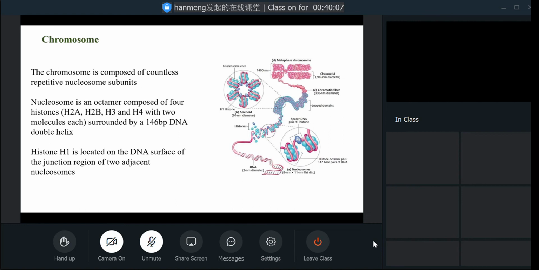In the forming process of a chromosome, it has 4 steps. 1 is the nucleosome, 2 is the solenoid, 3 is the chromatin fiber, then the 4 is the chromatid.